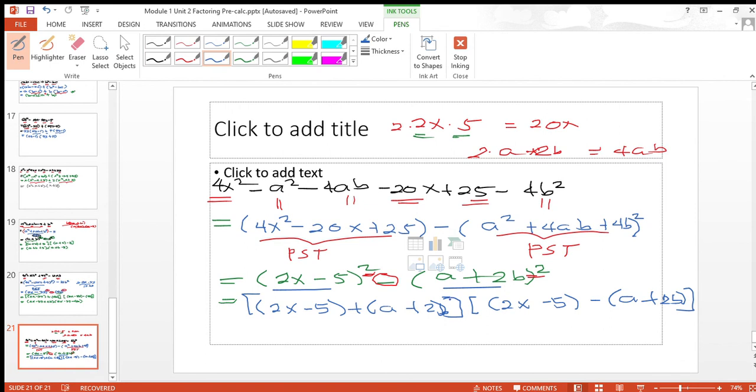And then, if we just remove some signs of grouping, what do we get? This is 2x minus 5 preceded by a positive sign. So we just remove the signs of grouping without changing the signs of the terms involved. That's 2x minus 5 preceded by a minus sign. So if we distribute the minus sign, that will be minus a minus 2b. And that will now be our final answer. The final answer is again a product.